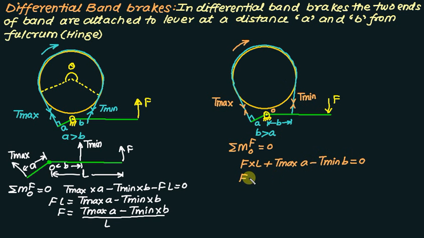So if you solve this equation, we will get F equals T minimum multiplied by B minus T max multiplied by A, divided by L. Since B is more than A, there is a chance that this value of F may be positive. So you just remember one thing, that if B is greater than A, it should be downward, and A greater than B, then F is upward.